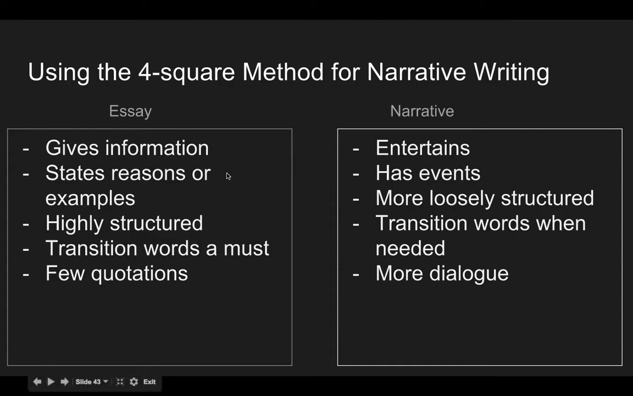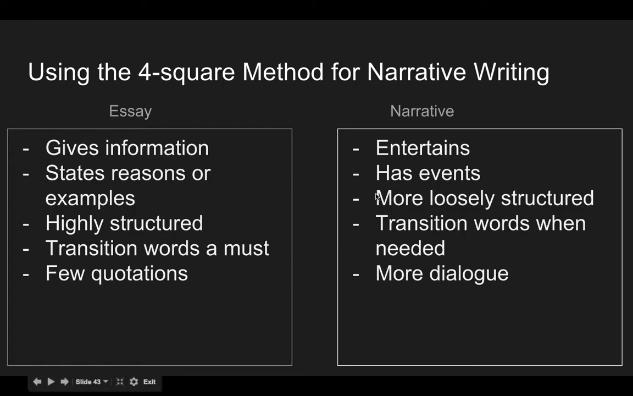You also, if you recall, had 3 of the 4 boxes filled with reasons, examples, claims. You had a big topic in the middle, and then 3 of the boxes were subtopics. This format was highly structured, and you had to have transition words for it to make sense. If you recall, we would put the transition words in the upper left corner, and then quotations were not necessary unless you were writing something that was argumentative.